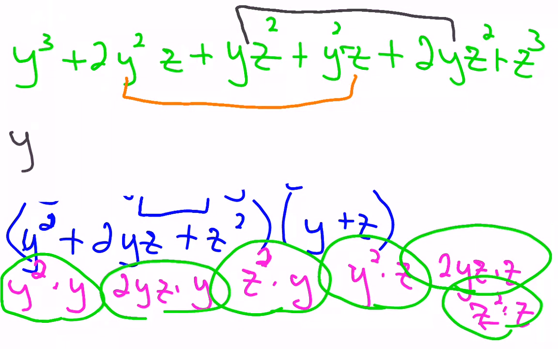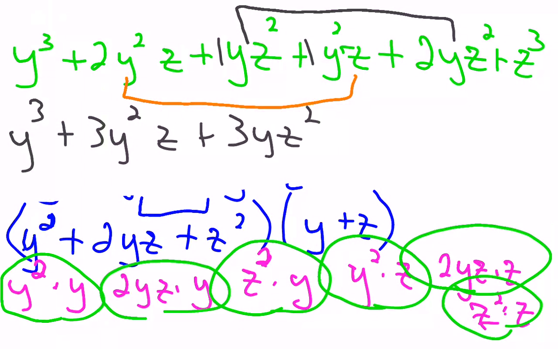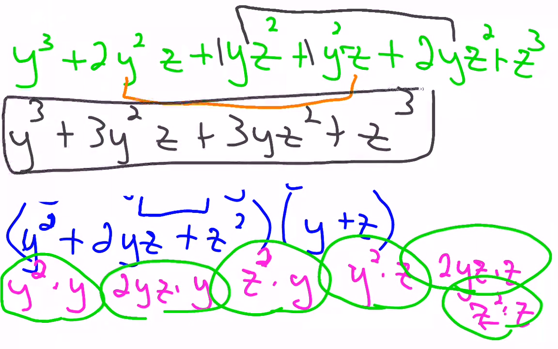So what do we get? y cubed is there. We have a 2y squared z plus 1. Remember, there's a 1 there. y squared z, so that gives us 3y squared z. And then we have a 1 yz squared plus 2, so we have 3yz squared, and then plus the z cubed on the end. And there's our final answer.